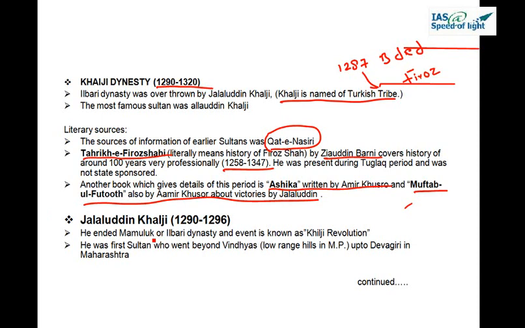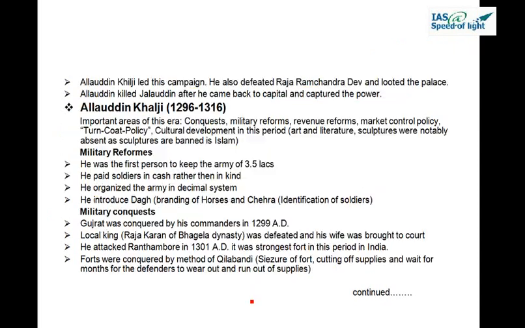There are certain credits to Jalaluddin. He was the first sultan who went beyond the Vindhyas, the low hills of Madhya Pradesh, up to Devgiri, that is the Deccan region. It was Alauddin Khalji who led this campaign, and we will see he defeated Raja Ramchandra Dev of Devgiri and looted the palace. Alauddin then killed Jalaluddin after he came back to the capital after defeating the Deccan rulers, and captured the power.